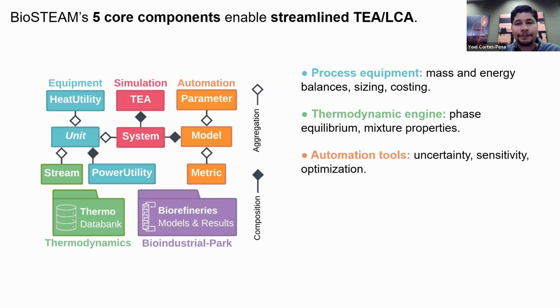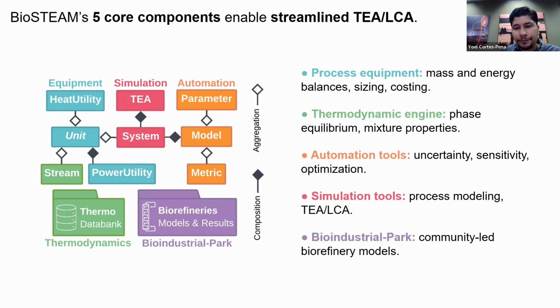property packages in BioSTEAM. We also have automation tools for uncertainty, sensitivity, and optimization, all through the model object. The model object contains a system object, which is used to simulate across a landscape of different scenarios for uncertainty analysis, for example. And we have simulation tools for process modeling, TEA and LCA. That's mainly just the system object. It takes care of figuring out which order to run your unit operations, how to solve recycle loops, and converging a process.